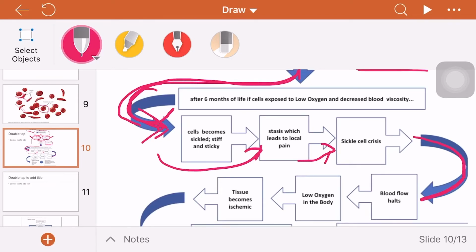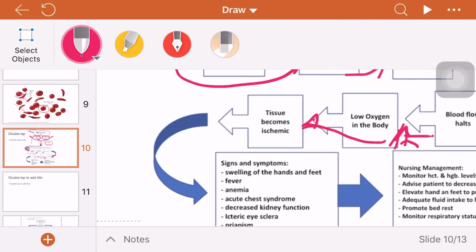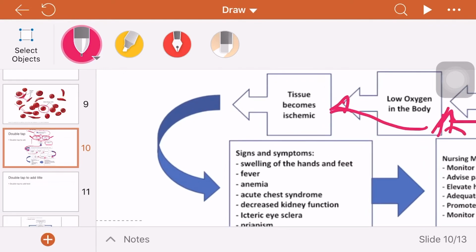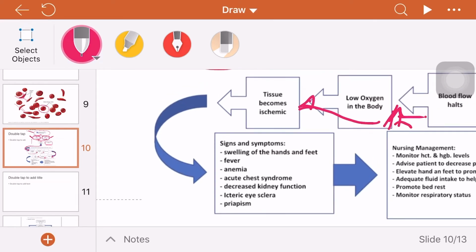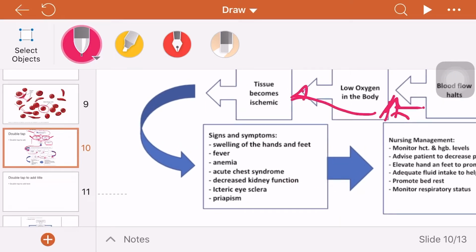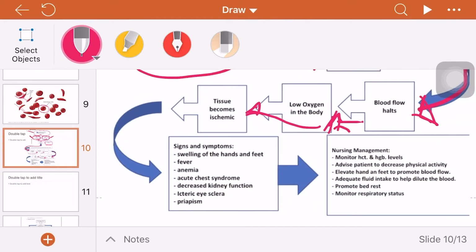Now, the next. Blood flow halts, so let's make a mind map. Blood flow halts, and when there is no blood flow, there is low oxygen in the body, and the blood won't flow to the important organs in the body as well. And then the tissue becomes ischemic. Once the tissue becomes ischemic and is no longer supported by your blood, the signs and symptoms are swelling of the hands and feet, fever, anemia, acute chest syndrome, decreased kidney function because the blood can't flow to your kidneys, icteric or yellowish eye sclera, jaundice, and priapism.